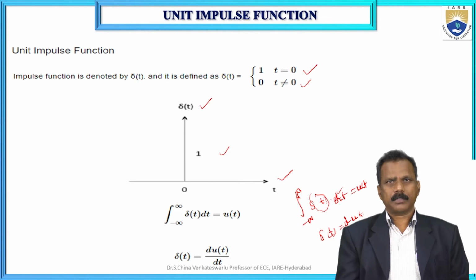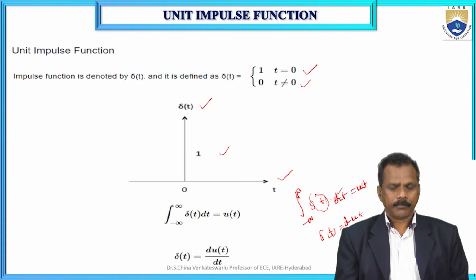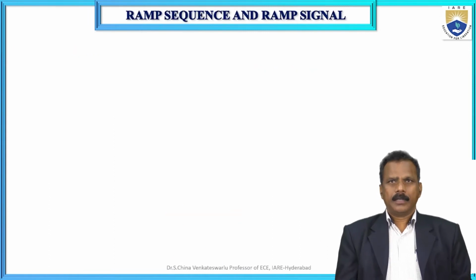So we can easily verify that the unit impulse function is followed by delta of t. You can define it mathematically and graphically. Due to this, the unit impulse function appears in this graphical and mathematical notation. Next, ramp sequence and ramp signal.